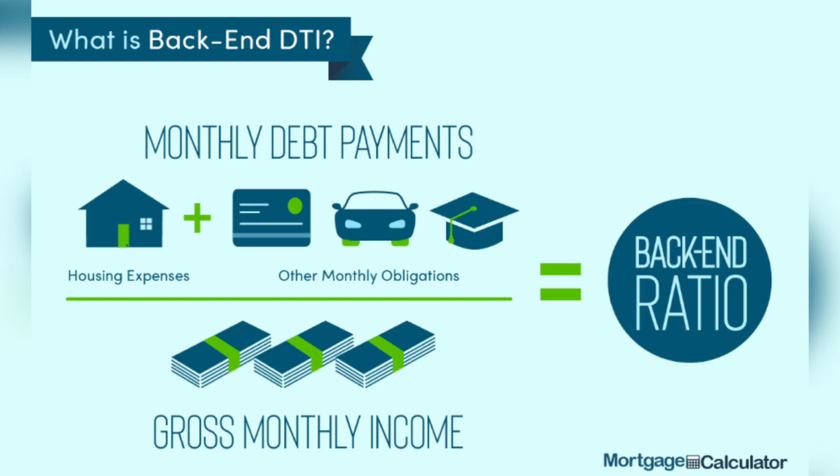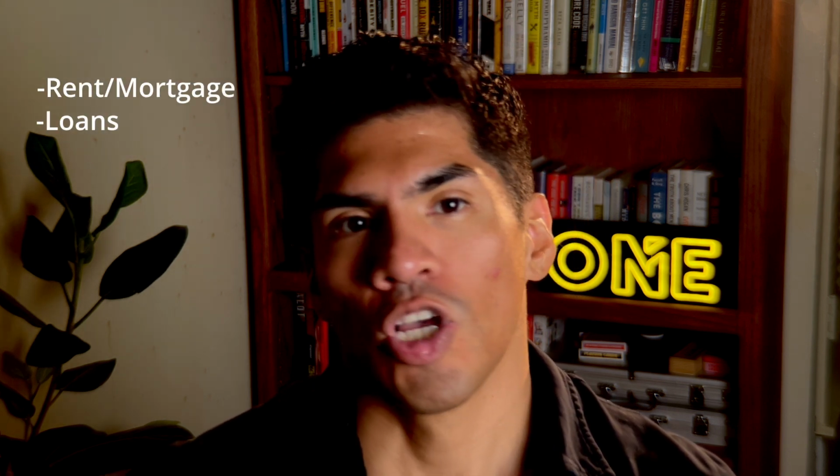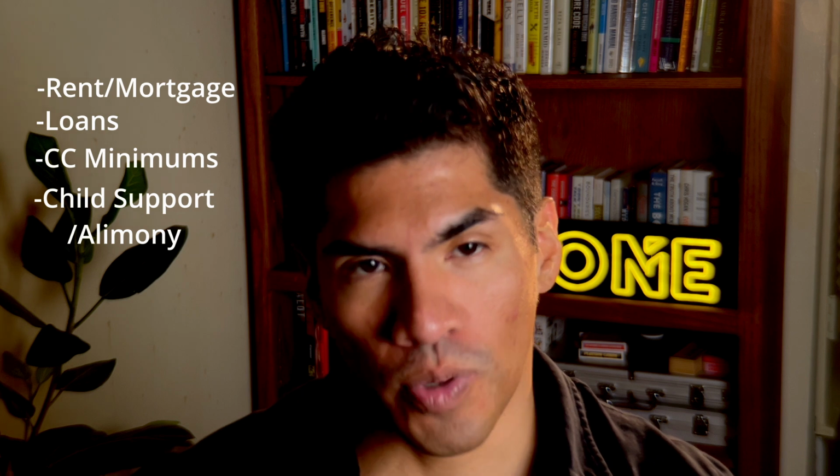Back end DTI, on the other hand, is the percentage of your monthly income that goes toward all your debts, including housing expenses, loans, credit cards, and any other monthly debts, minus utilities. Now, to calculate your own back-end debt-to-income ratio, you add up your total monthly bills and make sure you include monthly rent or mortgage payments, loan payments, credit card minimum due payments, and any child support or alimony payments. You divide the total from step 1 by your gross monthly income, which is your income before taxes. You multiply the number from step 2 by 100, and this total is your back-end DTI.